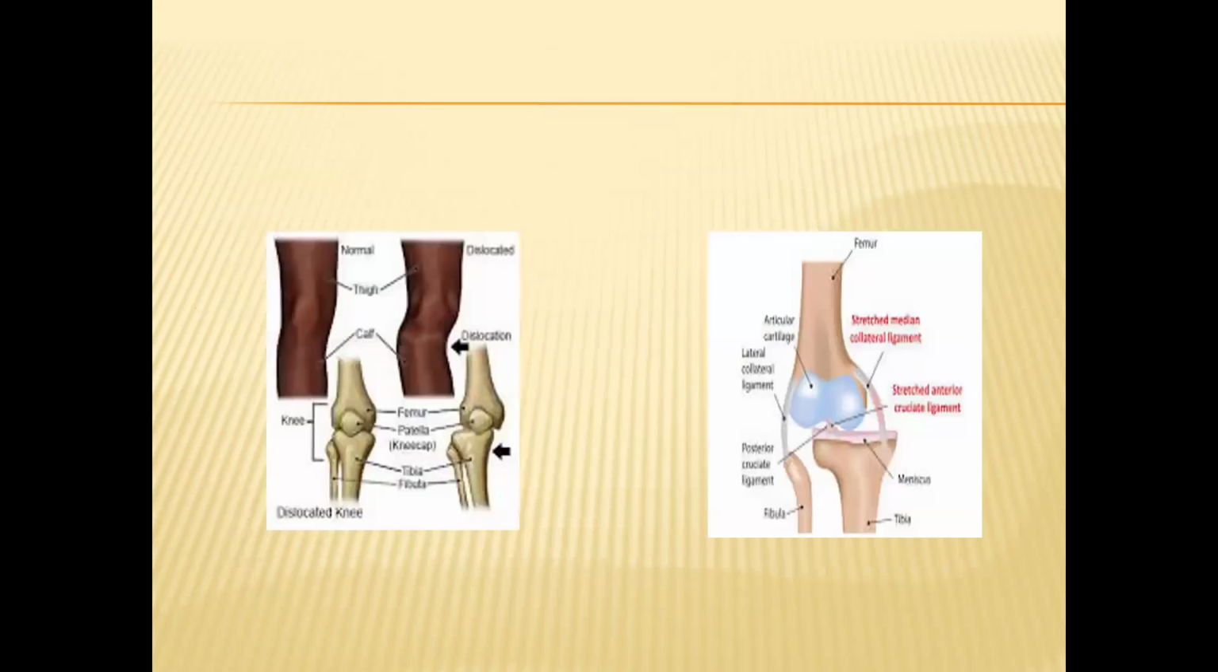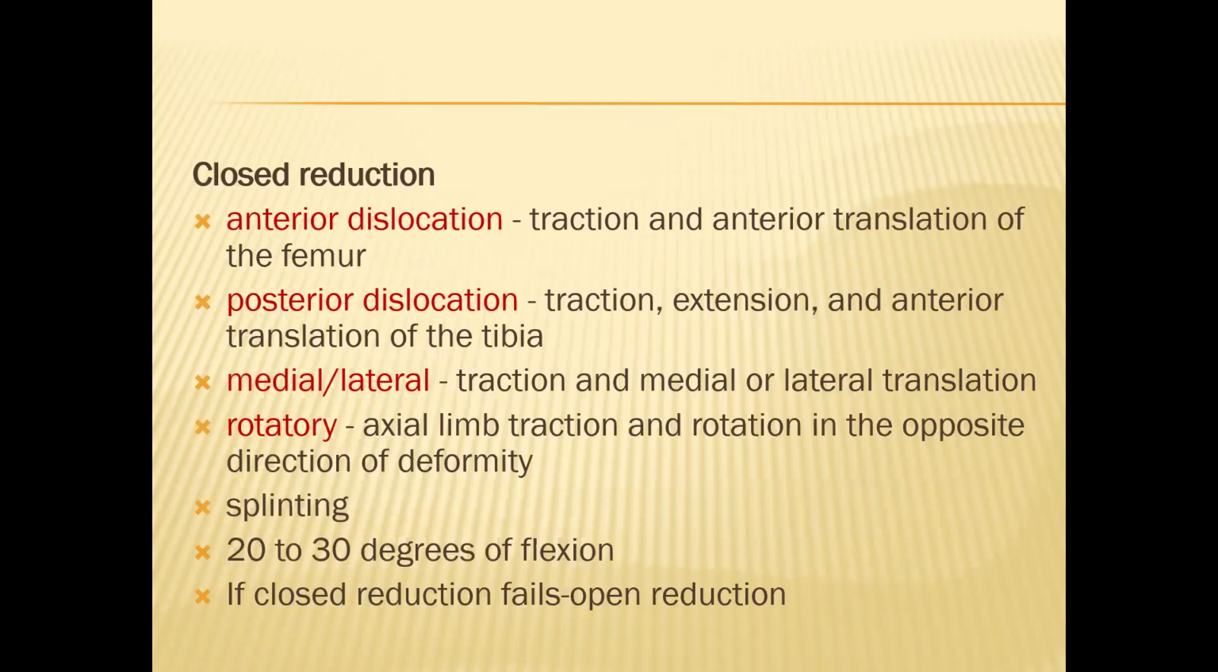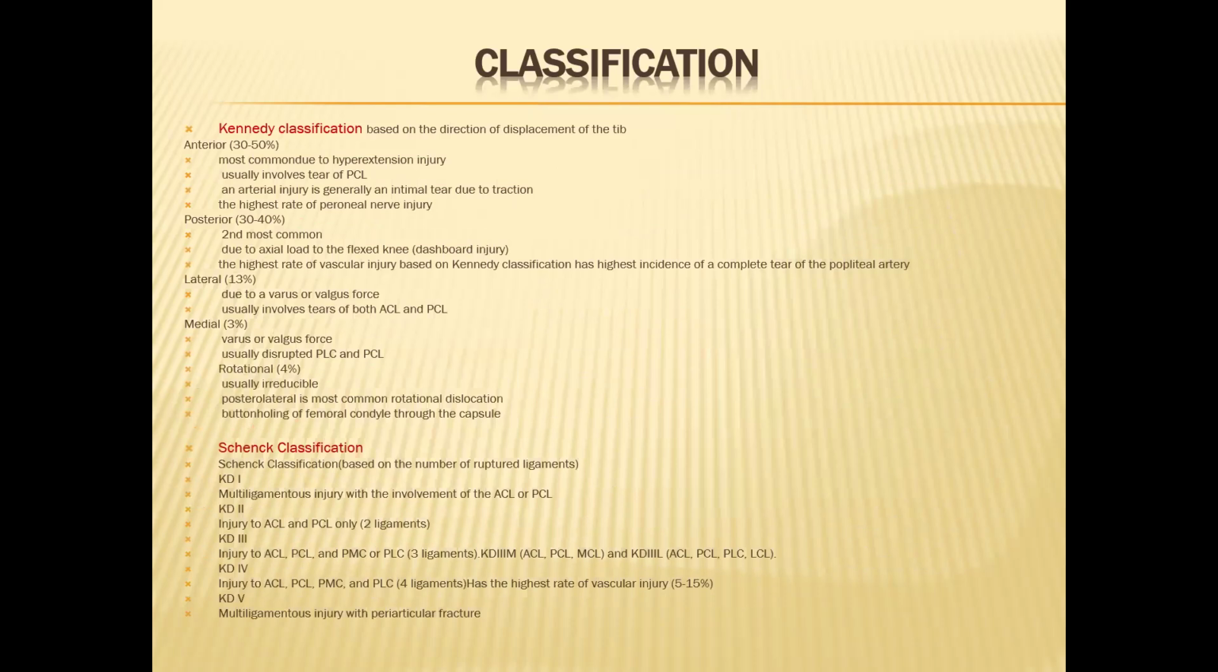There is another classification, the Schenck classification. This classification depends upon the involvement of the ligaments of the knee. As we know, the knee has the anterior cruciate ligament, posterior cruciate ligament, and lateral ligament. If there is any involvement, it is classified according to the Schenck classification. Type 1 involves one ligament injury. Type 2 involves 2 ligaments. Type 3, 3 ligaments. Type 4 involves 4 ligaments. And type 5 if there is multi-ligament involvement.